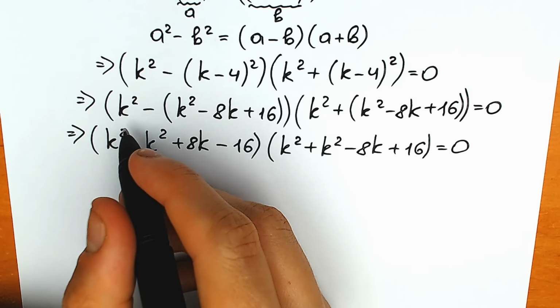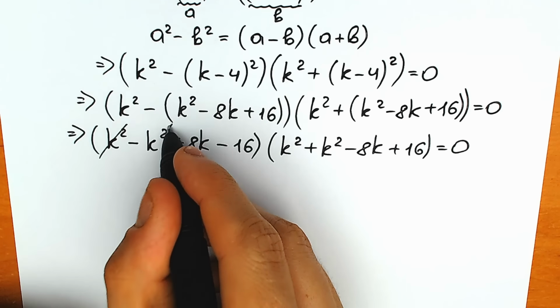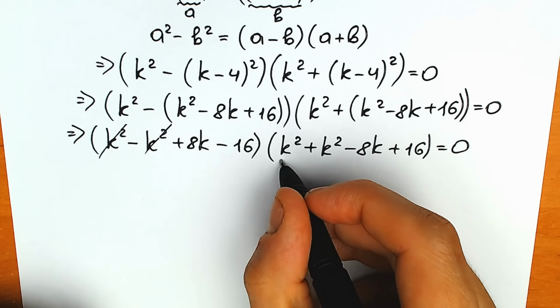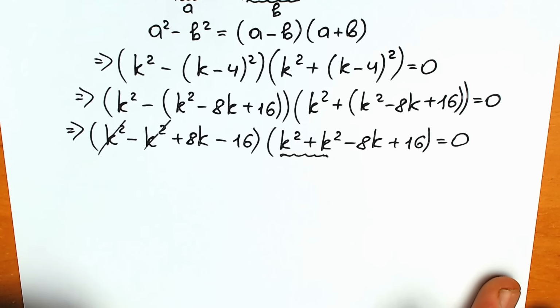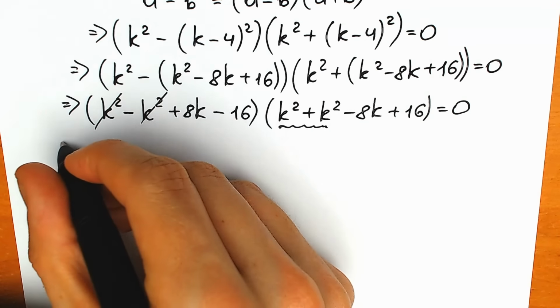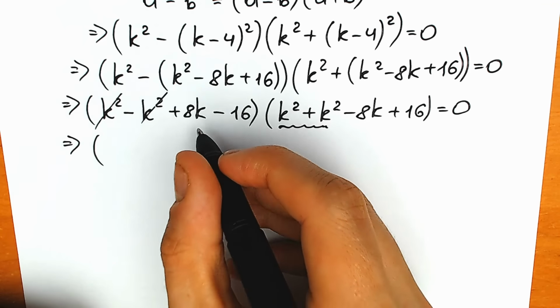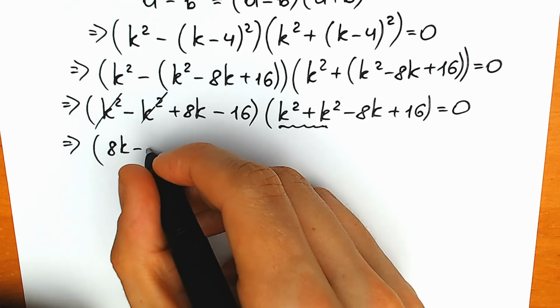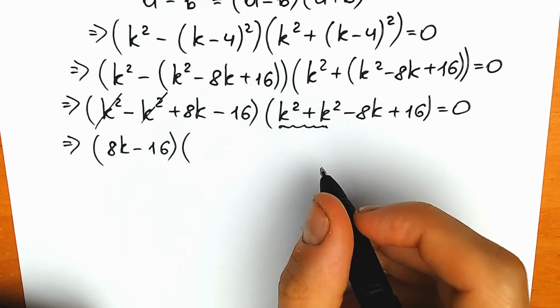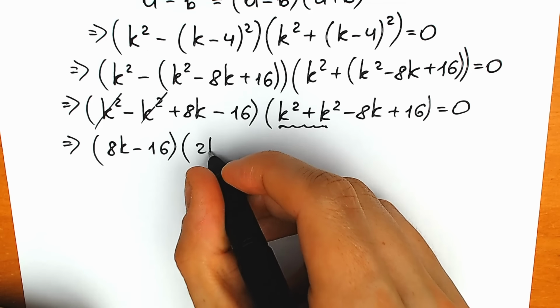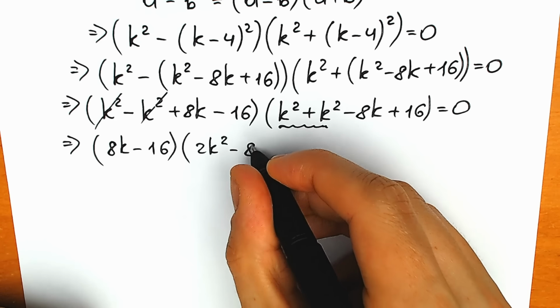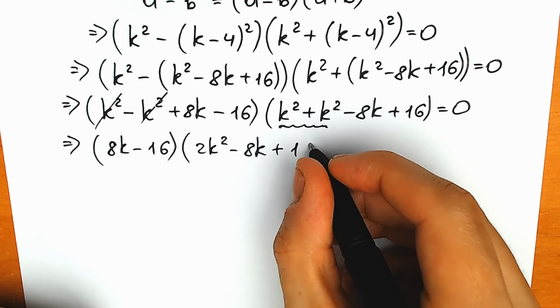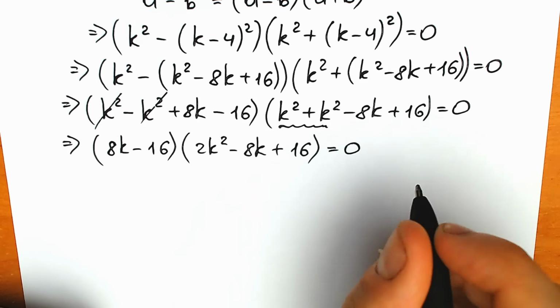So right now let's simplify this real quick. First of all, the main thing is that we can cancel this k squared on the left side, and on the right side we can add k squared plus k squared. So this is the thing that we can do quickly. So we have 8k minus 16 on the left side, and on the right side 2k squared minus 8k plus 16 equal to 0.